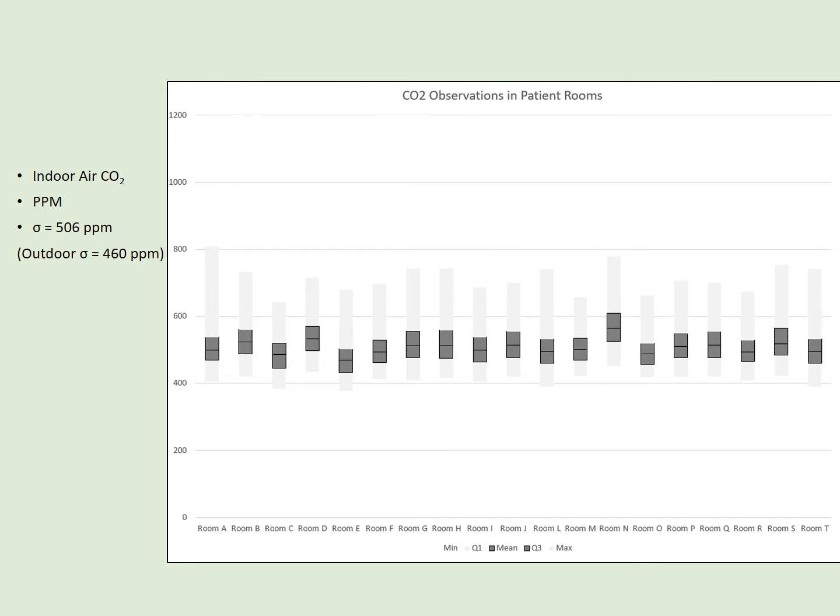Then this is the data for patient areas, and again, the mean of all this data comes out at about 500 parts per million, which is to say we're just slightly over, that's 50 ppm over where we are with our outside air in terms of CO2. Very well ventilated spaces.